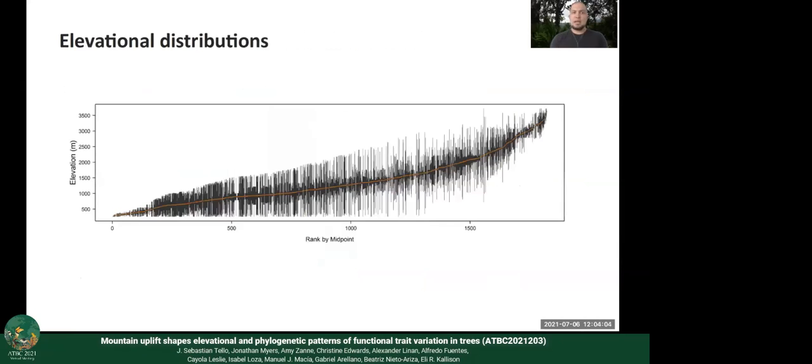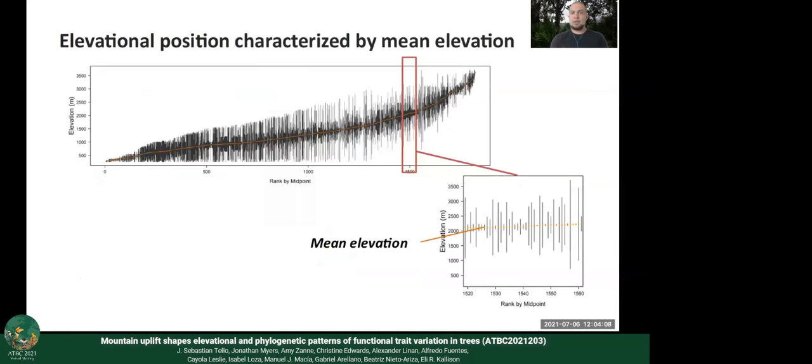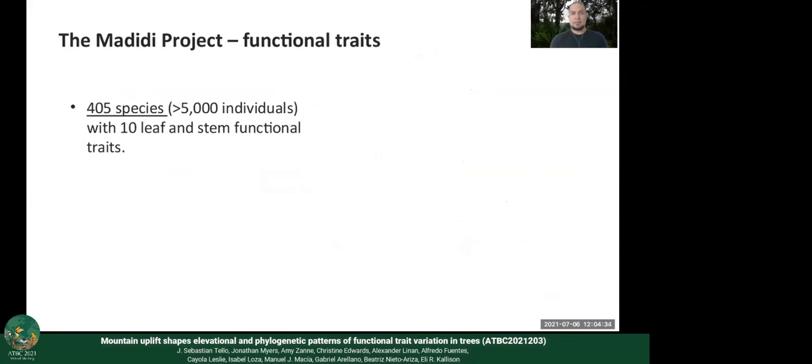Using this data, we can characterize the elevational distributions of the species. For example, by connecting the lowest and highest point of distribution for a species, we can create an elevational range. But for our analysis, we're particularly interested in the elevational position, which we characterize using the mean elevation. High values of mean elevation suggest that the species has a distribution concentrated in the highlands. Low values suggest the species is mainly in the lowlands.